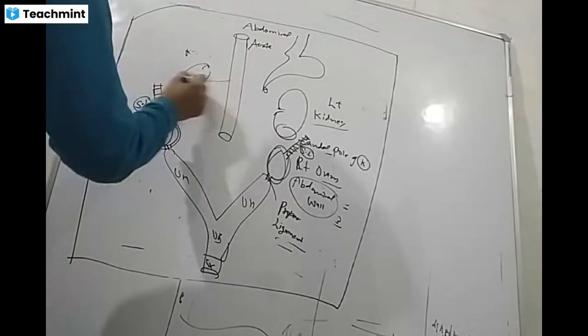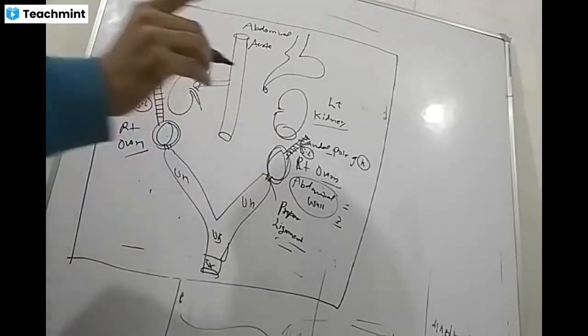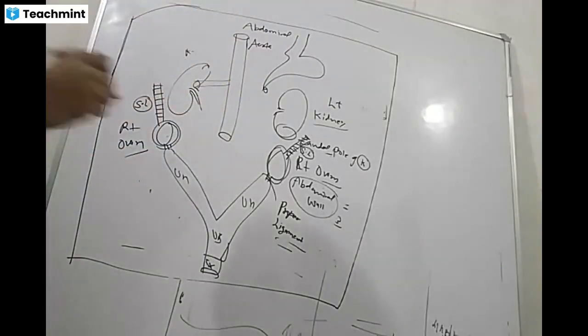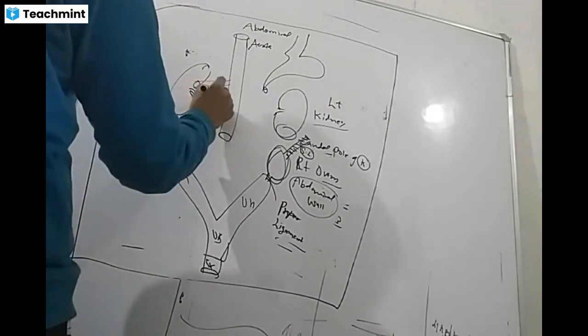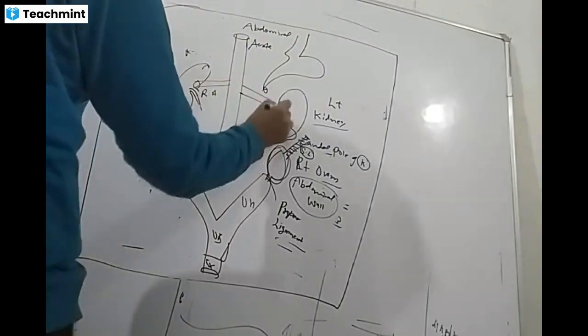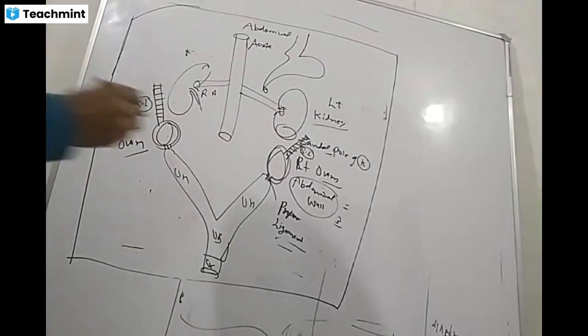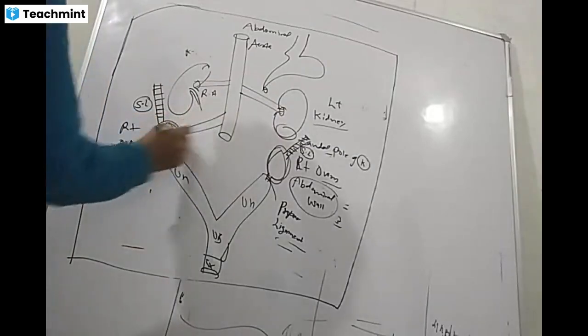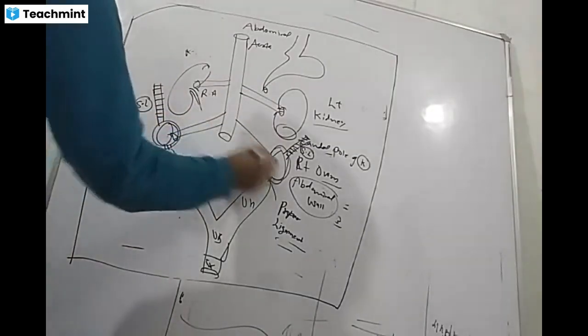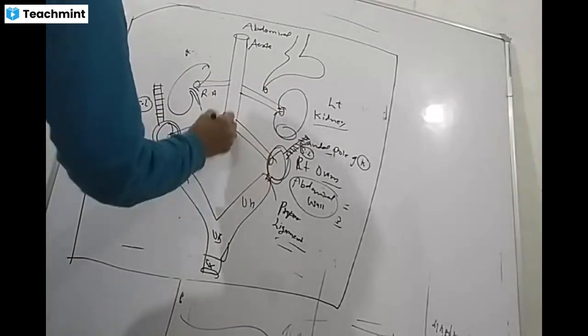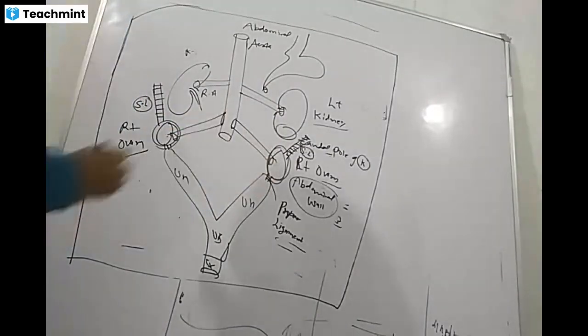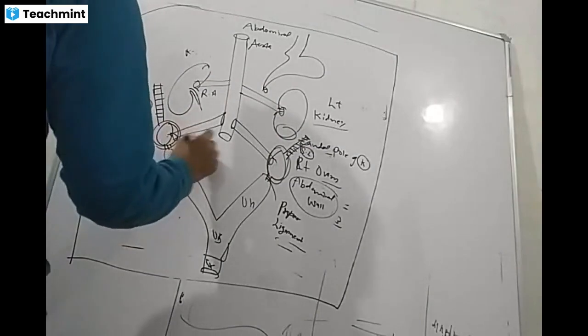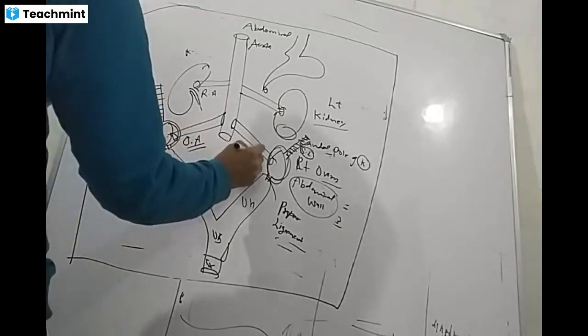which are direct branches of the abdominal aorta. They are the renal arteries going to the kidney. The second are your ovarian arteries. Directly, they are arising from the abdominal aorta. So, ovarian artery.